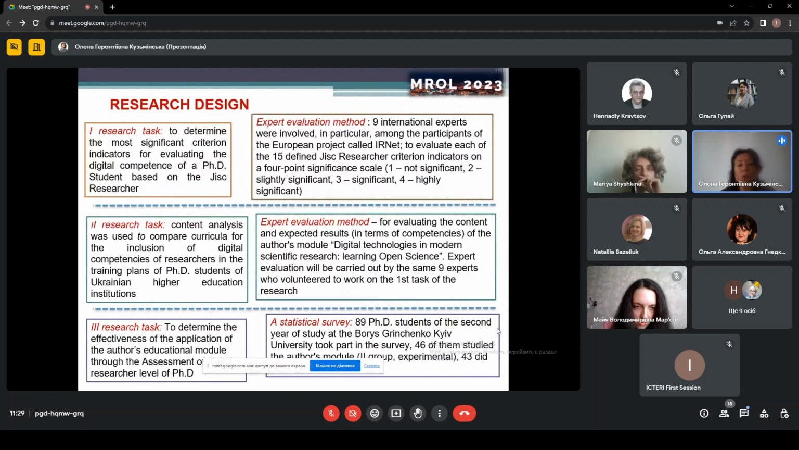We chose two groups. 46 of them studied the course, and this group is named experimental, and 43 did not study it. This is the control group.